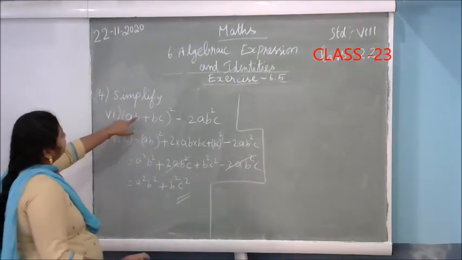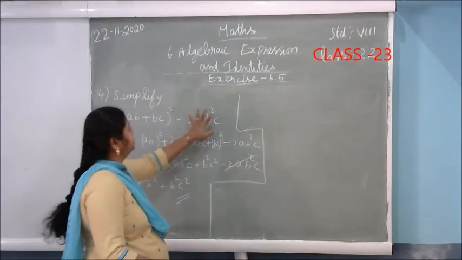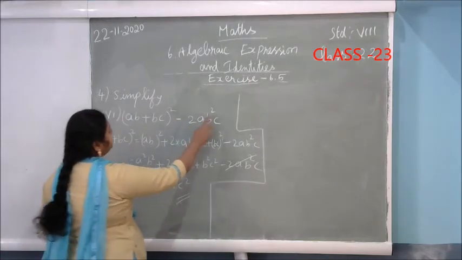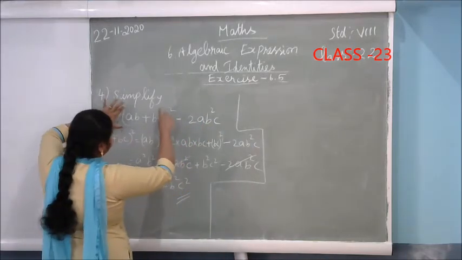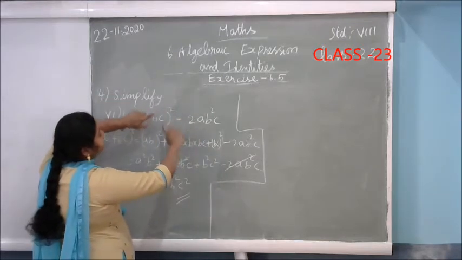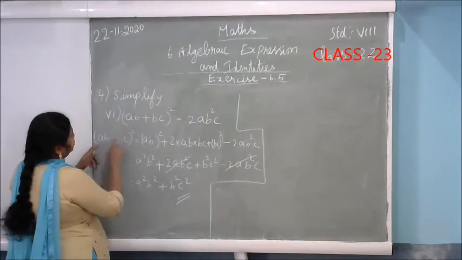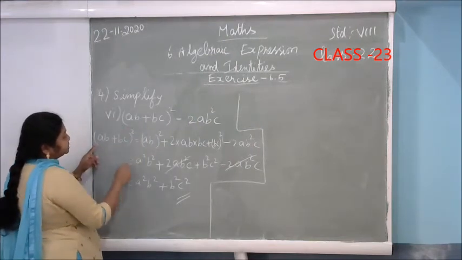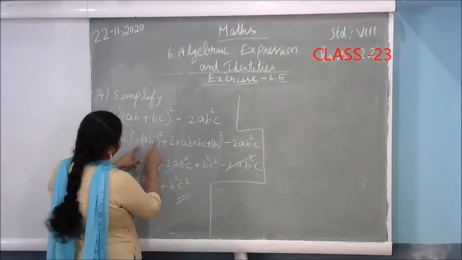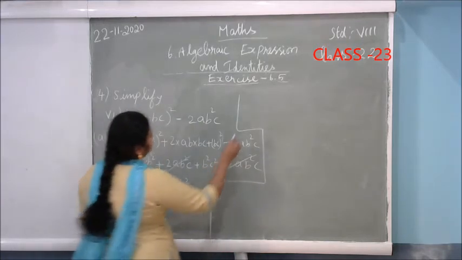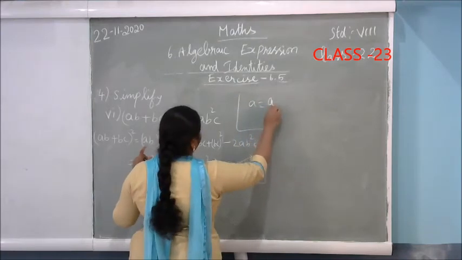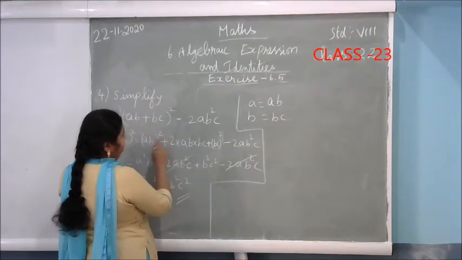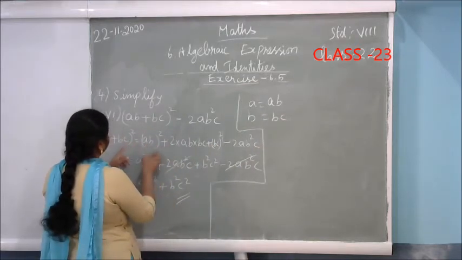And the sixth sum is (ab plus bc) whole square, and one extra term they have given here, one monomial expression, minus 2ab squared c. Here, using the first identity you have to simplify this, and afterwards you simplify with this. First identity: see here, ab plus bc. This is the first identity, (a plus b) whole square. Using that I solve. What is a here? a equals ab and b is here bc. Instead of a and b, I applied this.